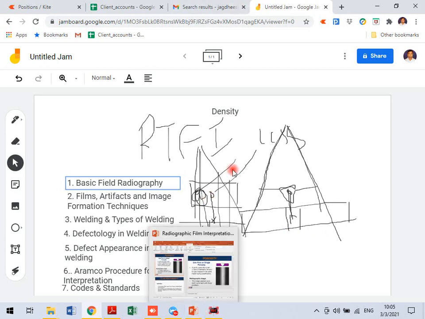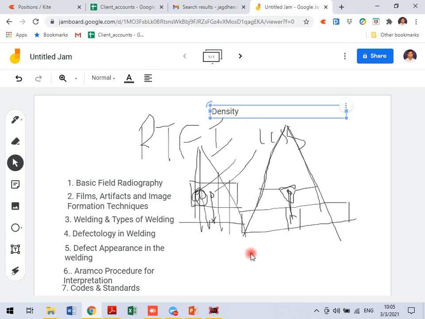So, okay, now density is completed. You understand what is density? What is contrast? Contrast, what is it? The difference in density between two areas. This is perfect. Contrast is different density between two areas. And density is the darkness of the film. Correct. Exactly. No doubt of that.